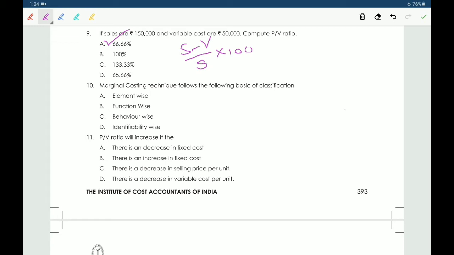Option A. 10th one, marginal costing is a technique which follows the following basis of classification. We know that marginal costing is a technique that follows behavior wise classification.